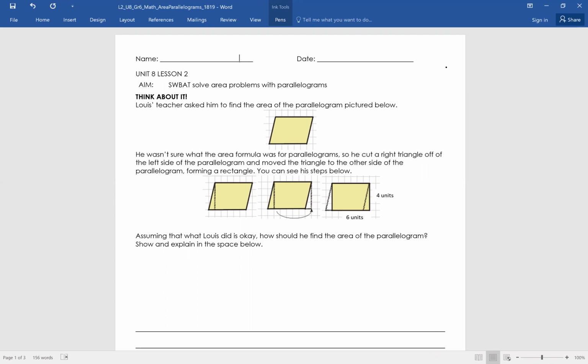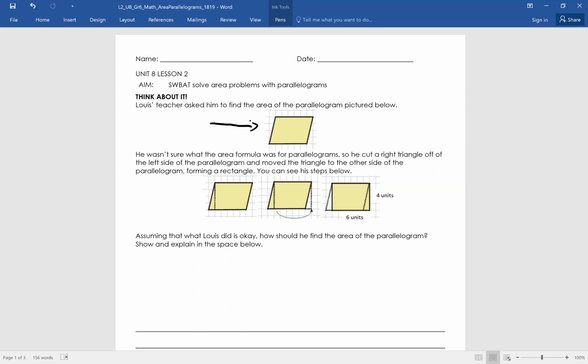Okay, I think we all can see that, so make sure we're on the same accord. This is the one we want to find an area for. It almost looks like a rectangle just slanted to the side. That's my first observation. Well, let's look at the rest. He wasn't sure what the area formula was for parallelograms.